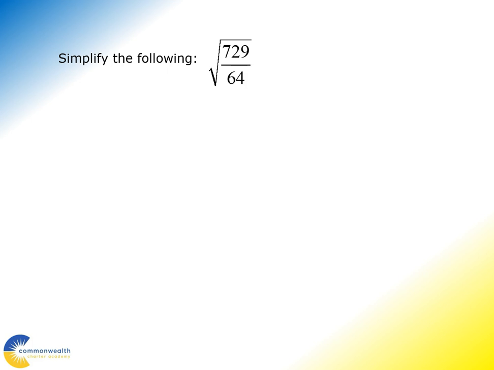Well, to simplify this radical, I'm allowed to take the square root of this fraction and make it a fraction of square roots, and that's based off of rules that were reviewed earlier in this lesson. The square root of 64 is one you may recognize as being 8. However, the square root of 729 might be one that you don't know offhand.